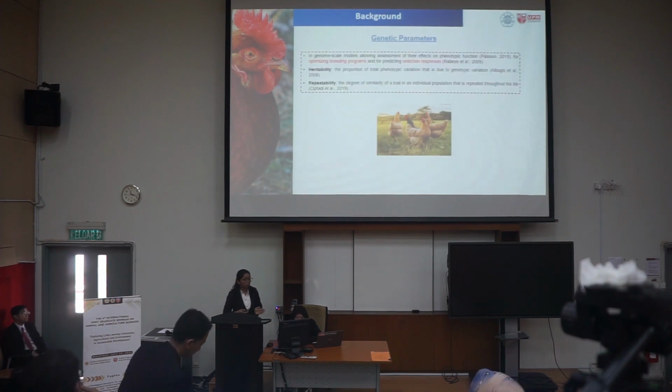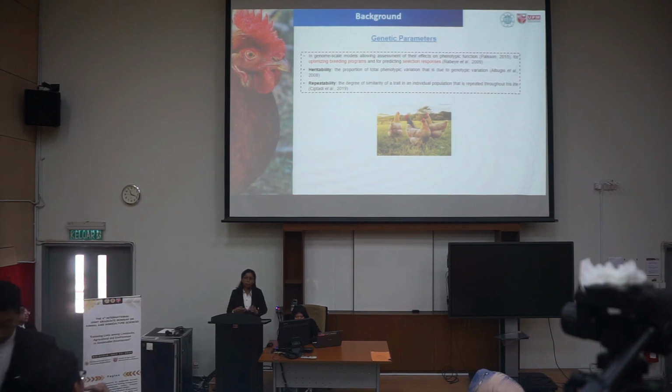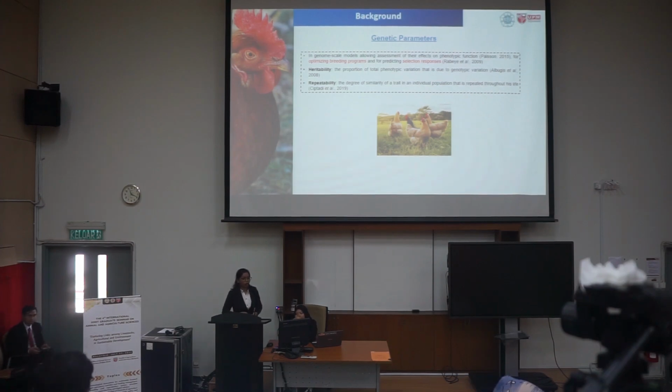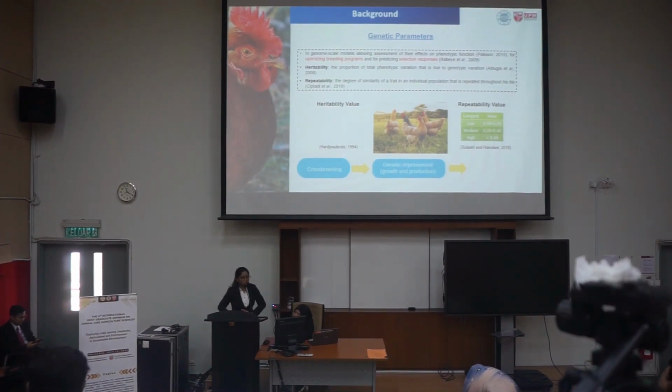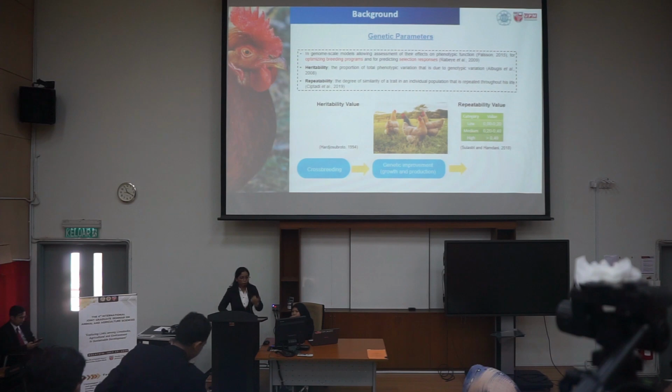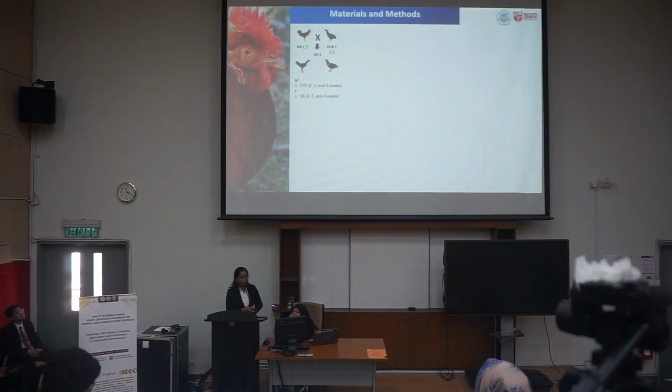Especially talking about genetic parameters, there are many types, but in this study we would like to discuss heritability and repeatability, which play important roles, especially for selection and evaluation itself. So we need to calculate and estimate the values to get the information for selection. The heritability value for genetic parameters can be low, medium, or high. Today I would like to share the materials and methods that we use.